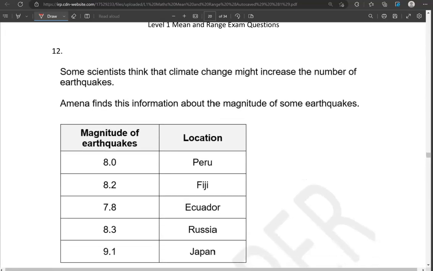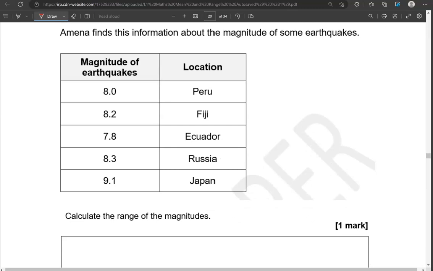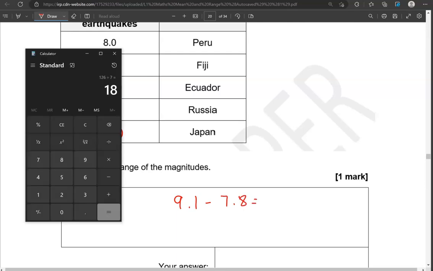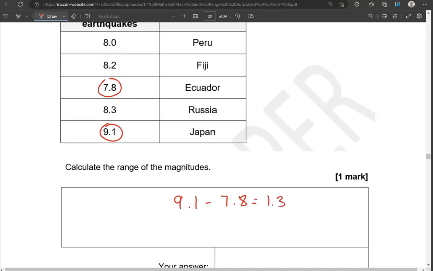Some scientists think that climate change might increase the number of earthquakes. Amina finds this information about the magnitude of some earthquakes. Calculate the range of the magnitudes. So we're looking for the highest magnitude, which is 9.1, and the lowest is 7.8. So 9.1 take away 7.8 gives us 1.3.